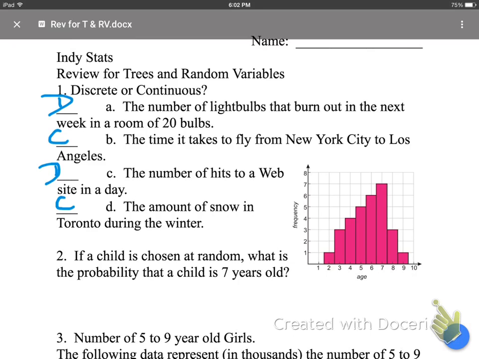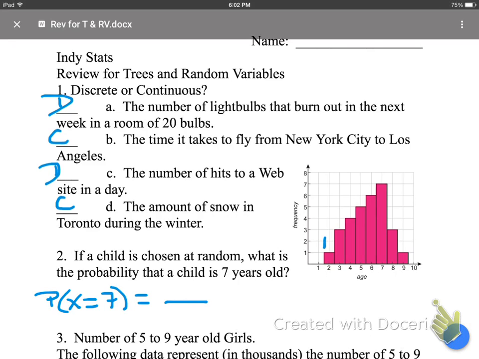All right, let's go down to number 2, the probability that a child is 7 years old. So this is the probability that age is equal to 7, and it's going to be a fraction. First of all, I have to determine how many people I surveyed in my population. Well, I'm going to add the top of each of these bins.